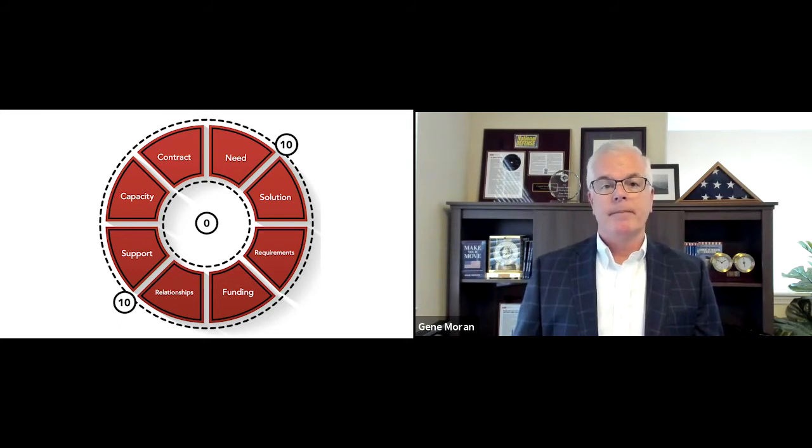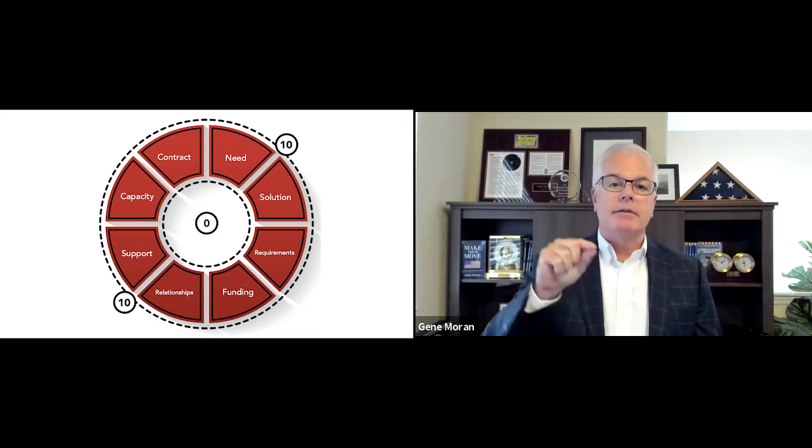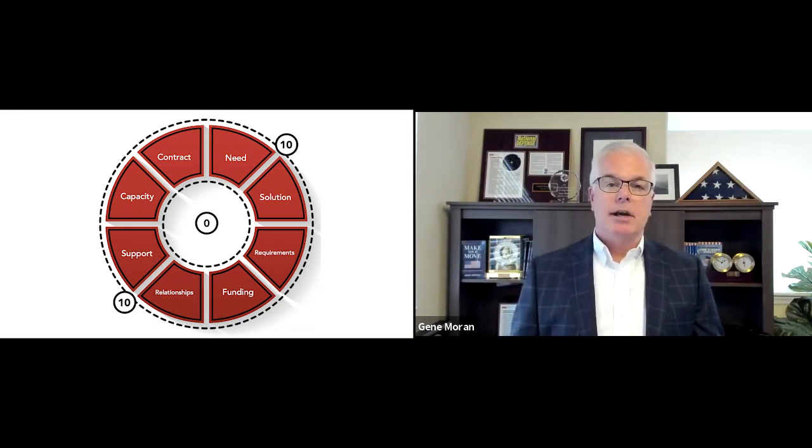If you were to give yourself a grade in each of the 8 segments, between 0 at the center and 10 at the outer ring, if you could then connect the dots of each of the 8 segments, you might see that you have a wheel.